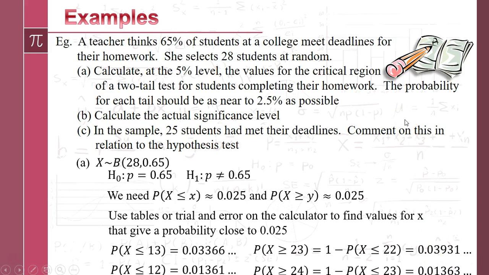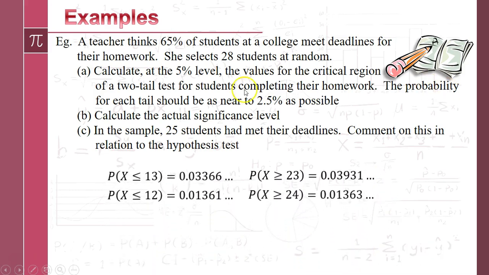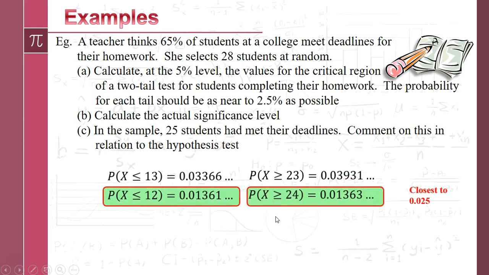Okay, so we know that the values we're looking for are sandwiched in between 12 and 13, and in between 23 and 24. So let's have a little bit of a close look at those. It says the probability for each tail should be as near to 2.5% as possible. So we've got to decide which of these figures is closest to 0.025. As it turns out, that one is actually a bit closer. And on this side, again, it's this one here that's a bit closer. So those are my two values that are closest to the 0.025 figure.